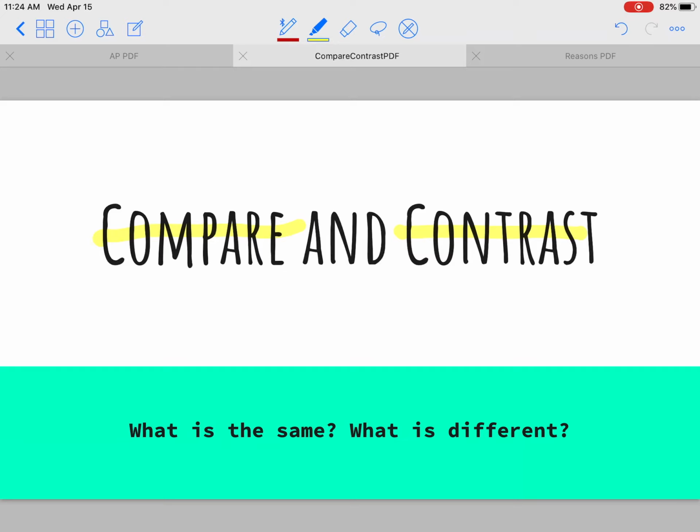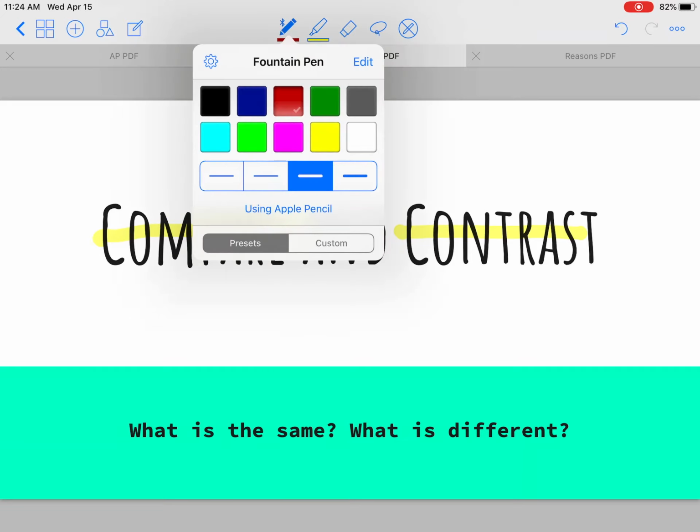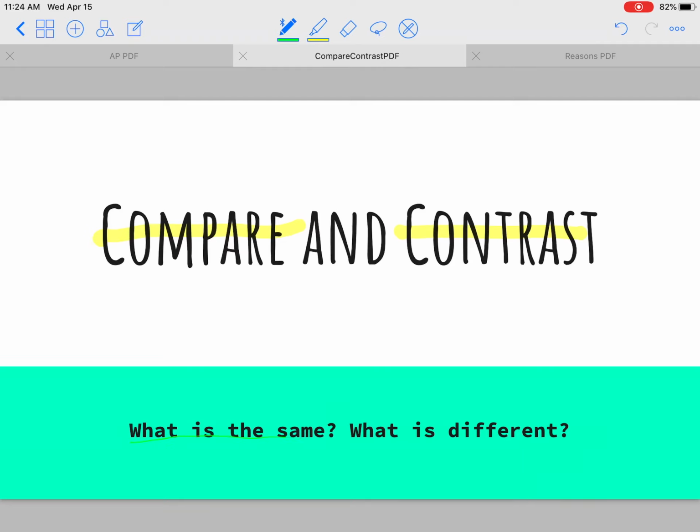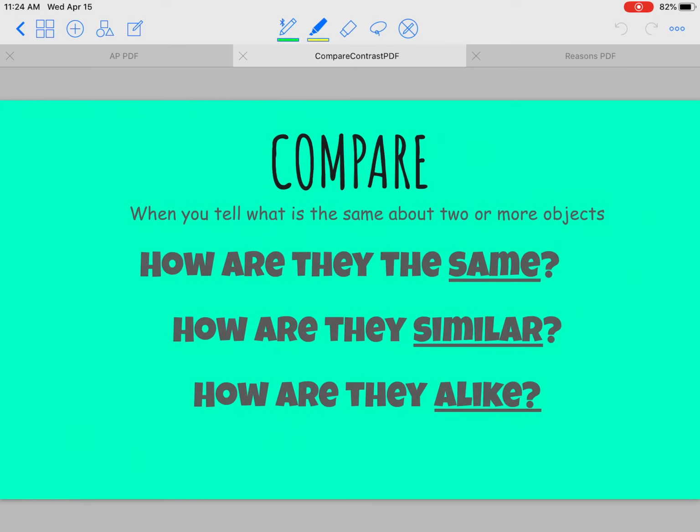So if you look at the very bottom of the slide right here, the very first two questions that you see is what is the same and what is different. That's all that these two words mean. So compare means you're going to talk about the same. Contrast means you're going to talk about what is different. Okay, so we're going to go ahead and get started.